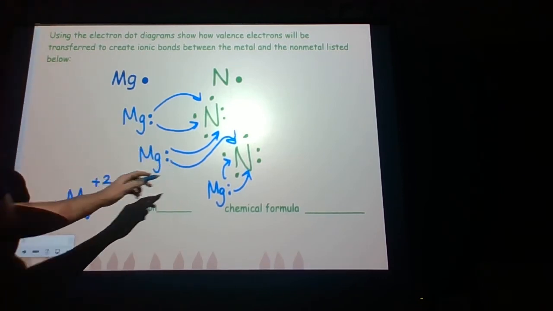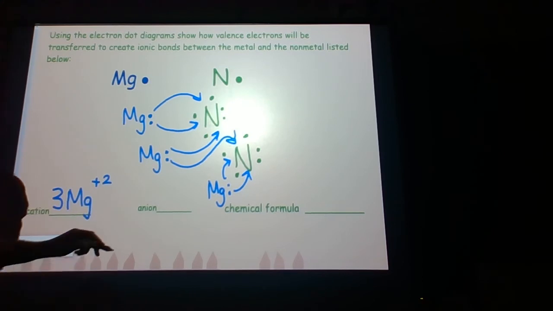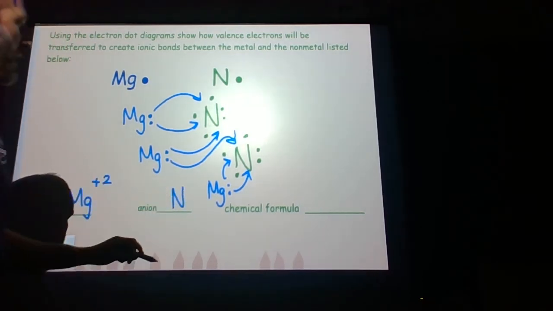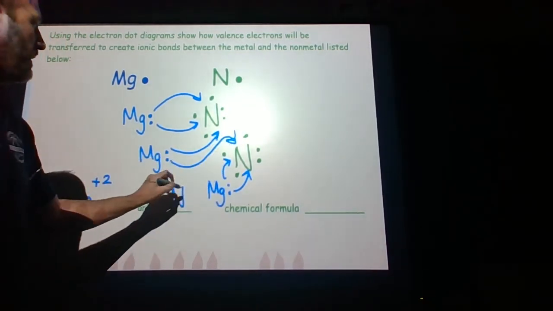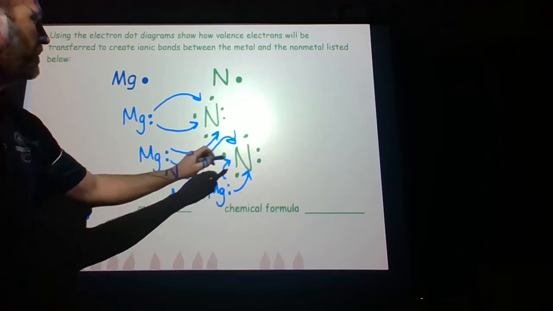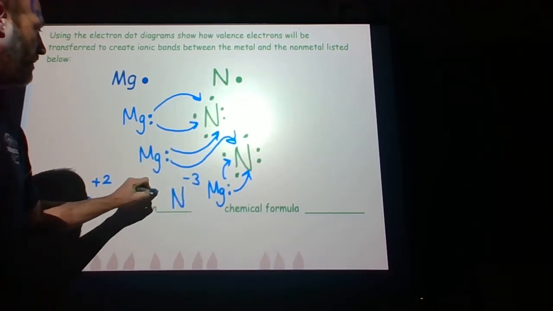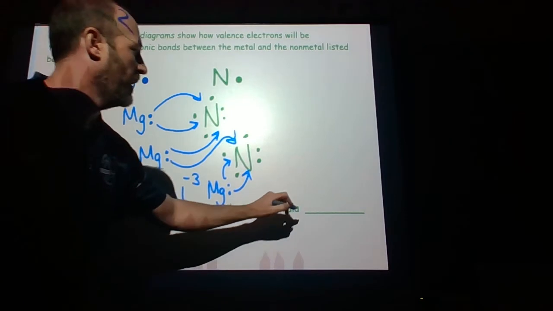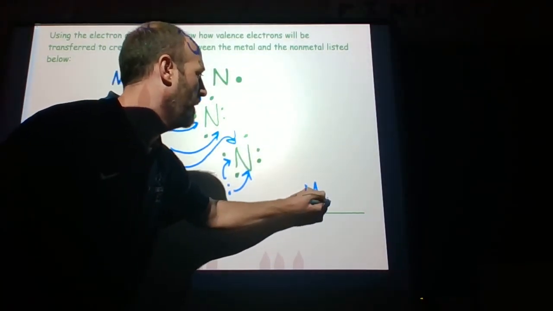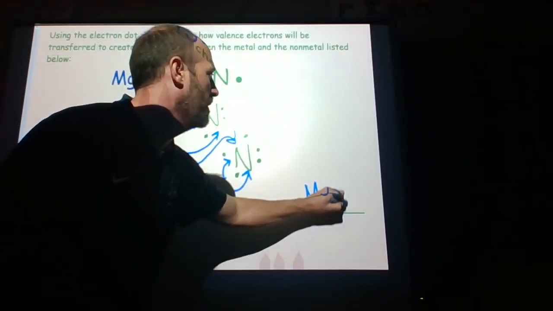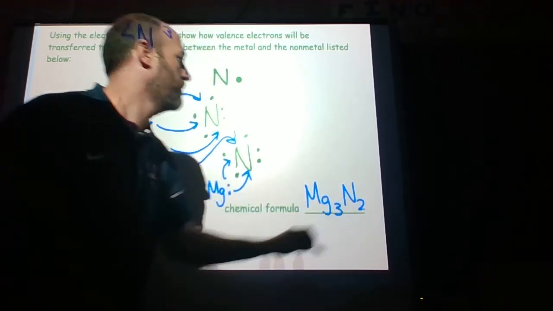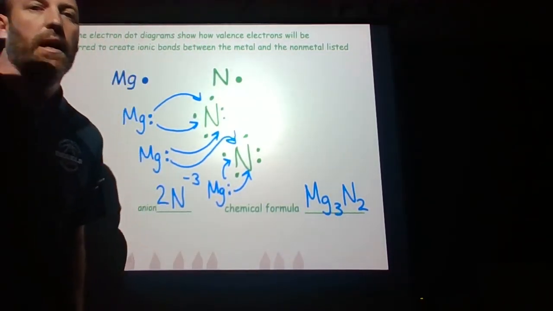How many did we have? We had 3 of them. N gains how many? It gains 3. How many actual atoms did you have? 2. So our final answer, Mg3N2. I hope that helps.